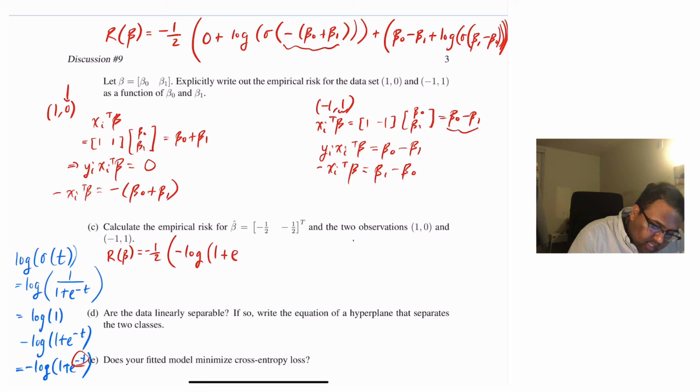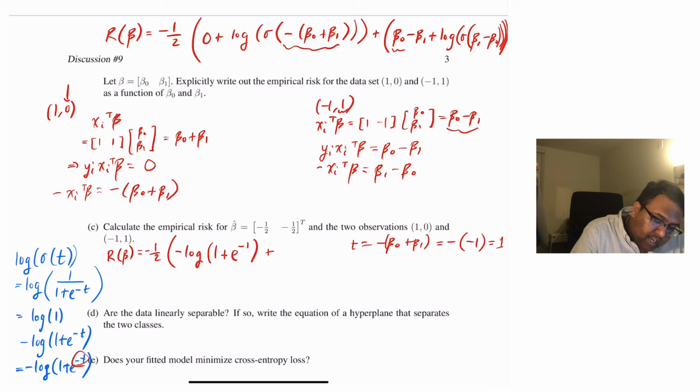Okay, t is negative beta naught plus beta 1, which is just negative 1. Right? There's a lot of negatives going on. But t, which is the thing that we're passing into the sigmoid, is negative beta naught plus beta 1. And beta naught plus beta 1 is negative 1, and the negative of that is just 1. So that means we end up having an e to the negative 1 in here, because we're taking the negation of t. Okay, so that's that.